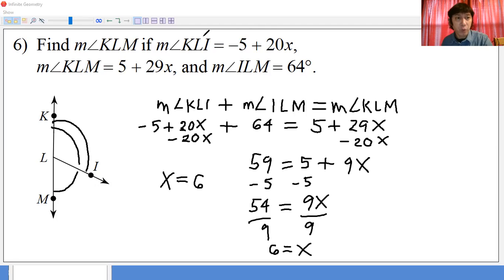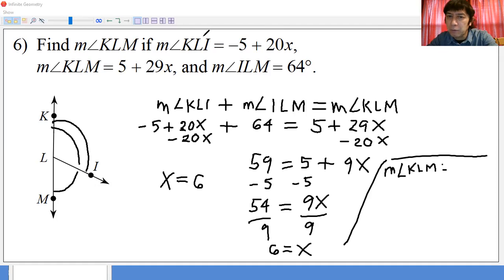Now, we're not after x. We're after the measure of angle KLM. And that is given by using this equation. All right, let's write the expression. The measure of KLM is equal to 5 plus 29x. So we shall use x equal to 6 now.